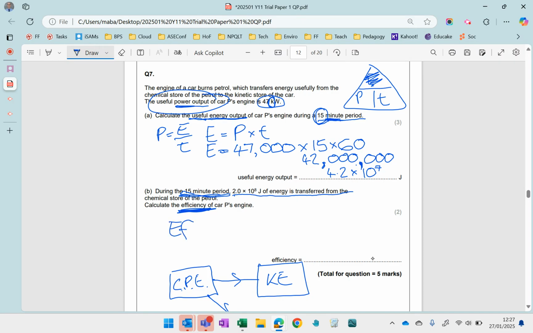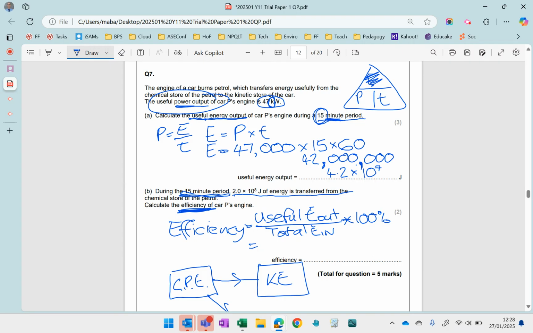Well, the efficiency formula is the useful energy output over the total energy input. Okay, and then you can choose whether to multiply by 100 or not. Okay, so you can times by 100 if you wish to turn it into percent.